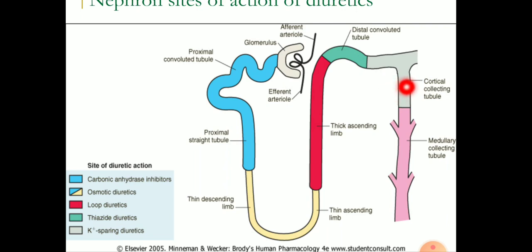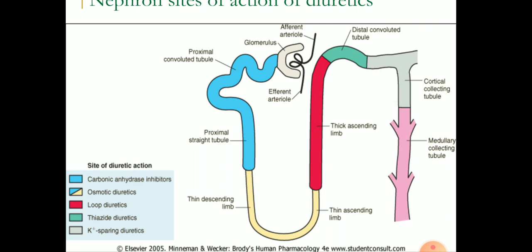The mechanism is absolutely different. It is basically an aldosterone antagonist, because spironolactone and eplerenone are two different names. So these two are basically aldosterone antagonists.